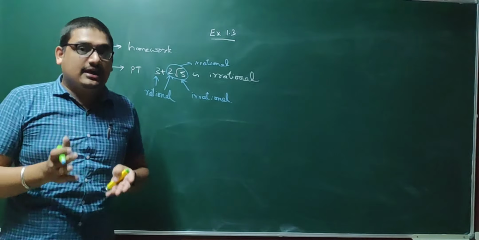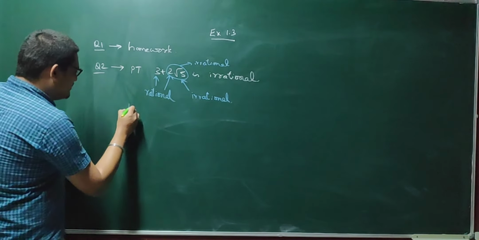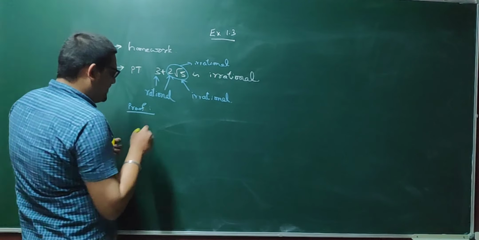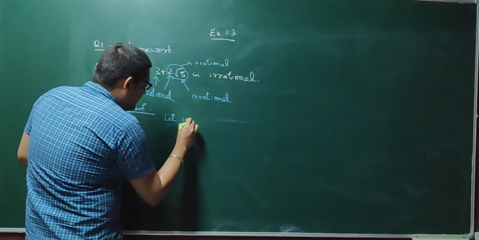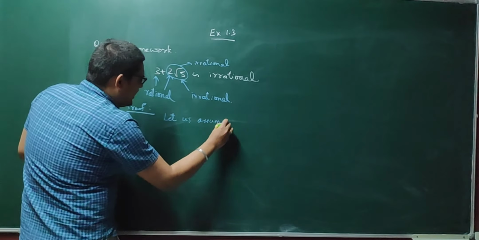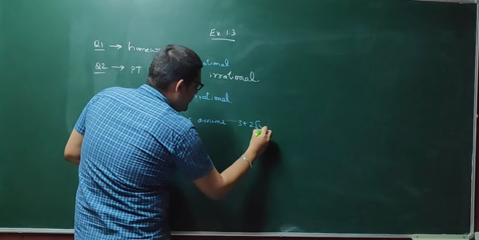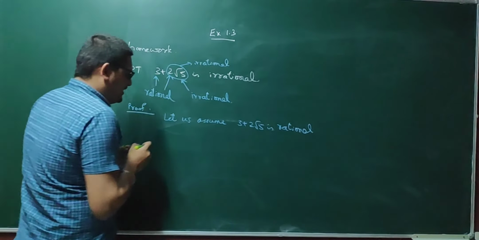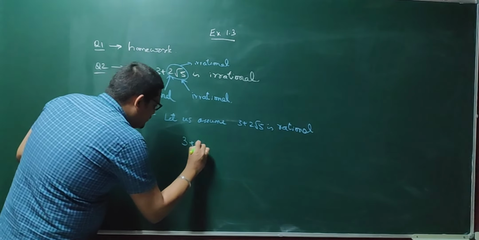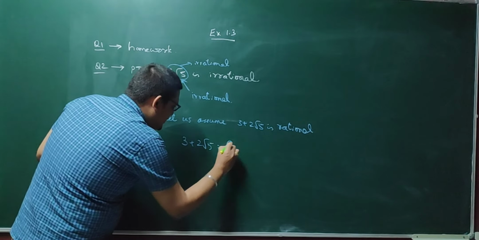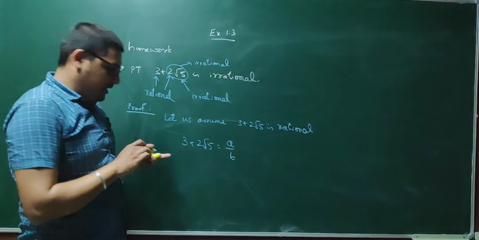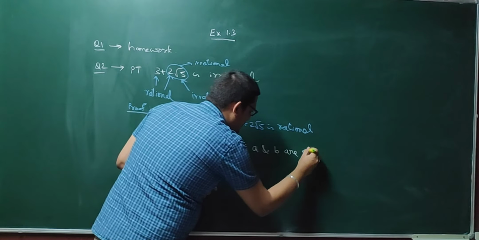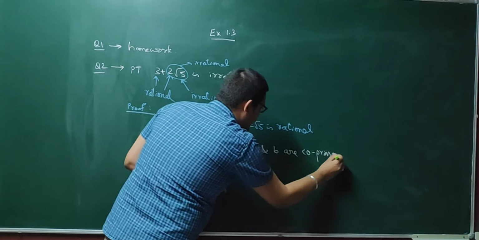So this is a fact which I know, but I have to prove it. So what is the proof? How do we prove this? So again, proof by contradiction. What is that? So let us assume that 3 plus 2 root 5 is rational. If 3 plus 2 root 5 is rational, then I can say 3 plus 2 root 5 can be expressed as a by b. So here I will say a and b are co-prime. Okay, this is very important.